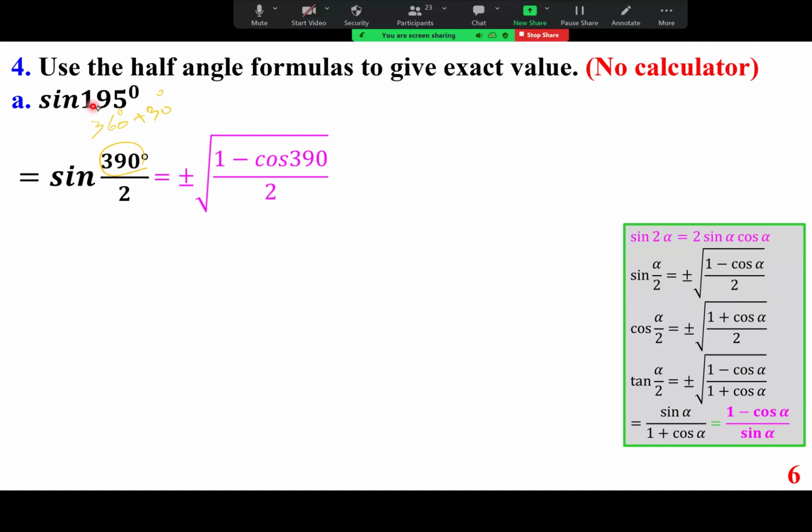195 degrees puts us into the third quadrant. Remember, 180 degrees, it's more than that. In the third quadrant, sign is negative, so you keep the negative sign. Okay, so plus minus in general.